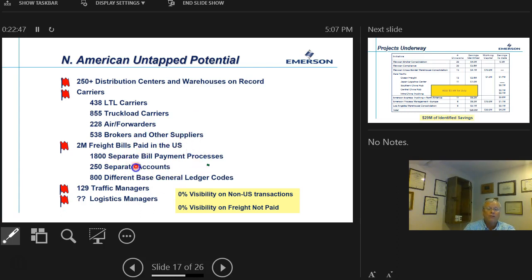We had many separate bill payment processes, all kinds of general ledger codes, 129 traffic managers. God, no, we didn't know how many logistics managers because mainly we didn't have that title. So we had no visibility on non-US transactions, and we had no visibility on freight not paid. Freight not paid means if it's delivered pricing, we don't know anything about it. We don't know how it was arrived at. We don't know how it's calculated. We have no backup for where that cost came from as a component of the purchase price.